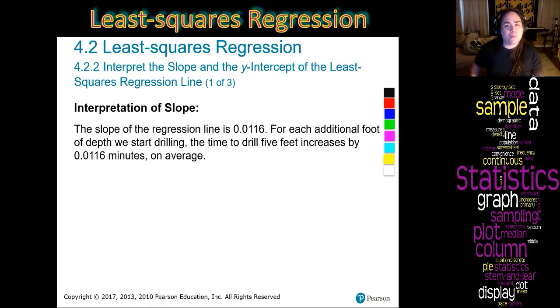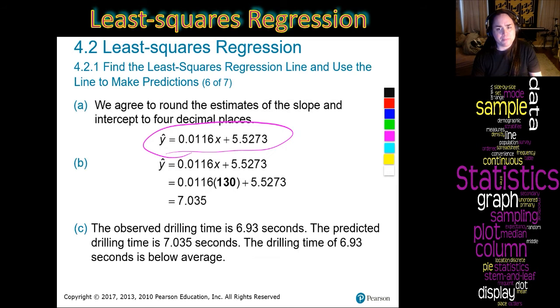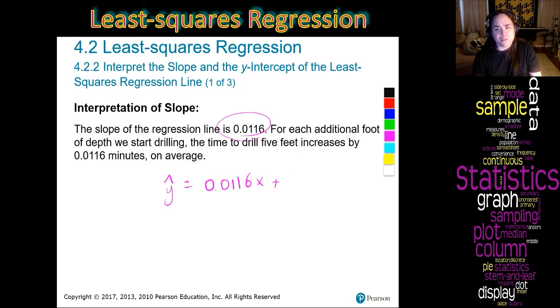Now let's interpret these values. So what does that mean? If y hat equals 0.0116x plus 5.5273. Let's start with this value, 5.5273. You know that's the y-intercept. The y-intercept is when x is 0.